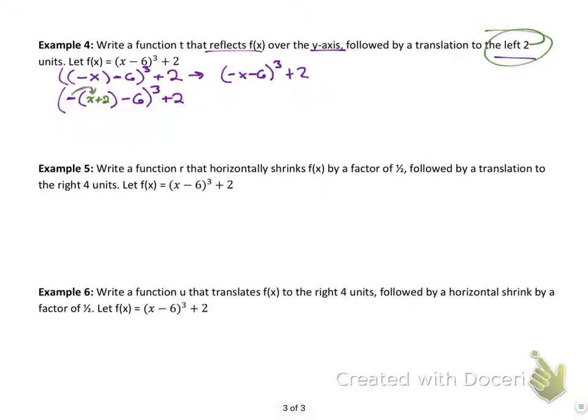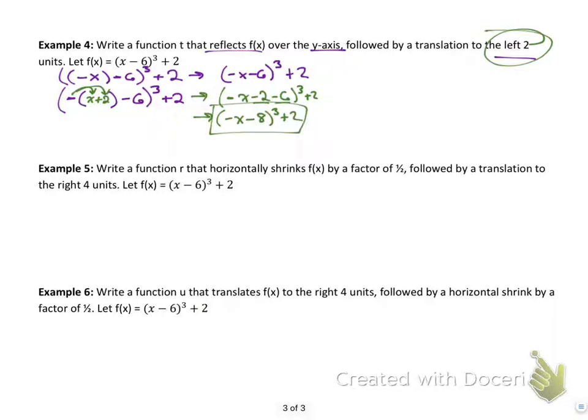But now we have to take that negative and distribute it. After we distribute it, we're going to combine like terms. So just bear with me. We get negative x minus 2 minus 6 cubed plus 2, which becomes, when you combine this and this, negative x minus 8 cubed plus 2, and that's the answer.